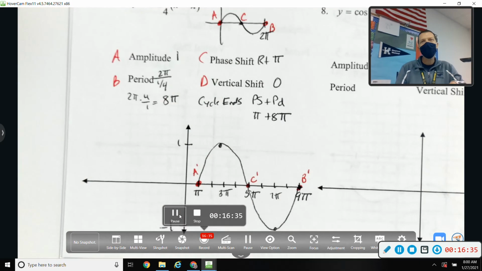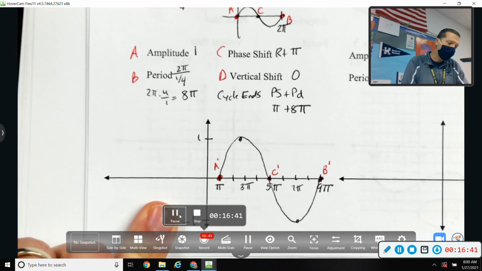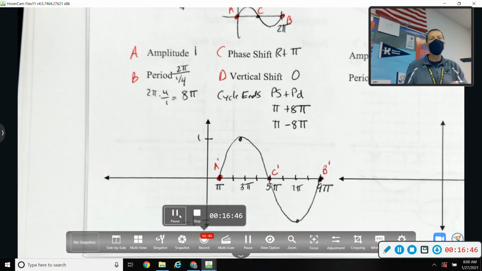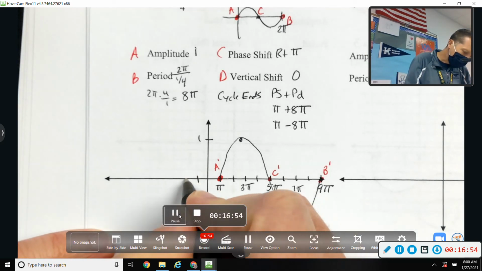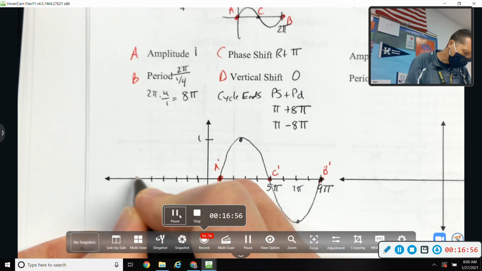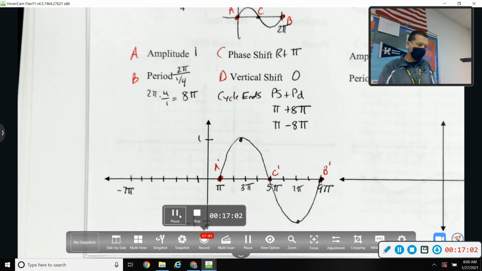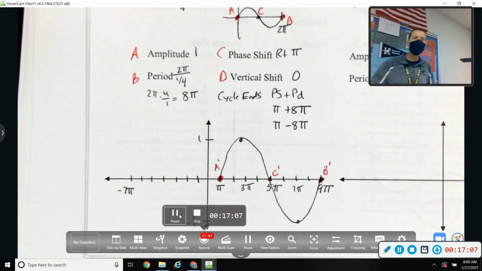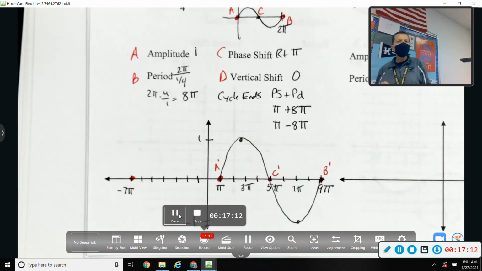All right, now I need to go backwards because I don't have any more room to go forward. If I start at pi and I back up 8 pi, where will it end on the other end of things? Negative 7 pi. So negative 1, 2, 3, 4, 5, 6, 7. Now I'll fit the same picture in between negative 7 pi and pi. So we start at 0, we end at 0. Halfway in between, we're at 0.